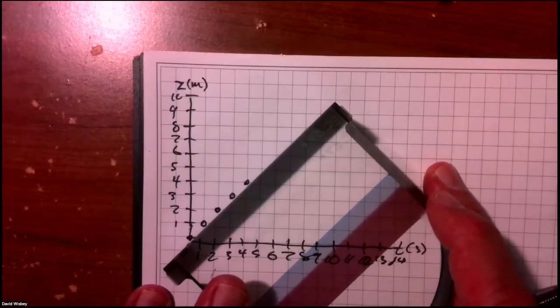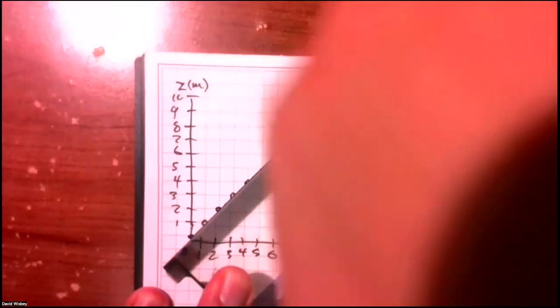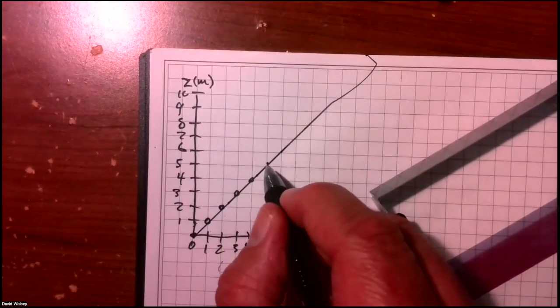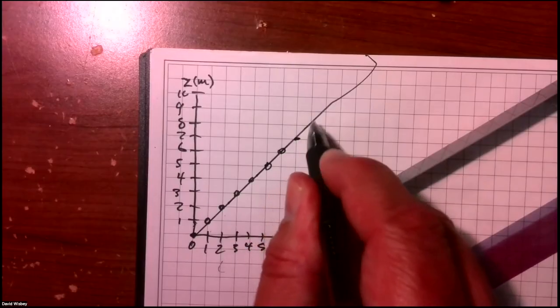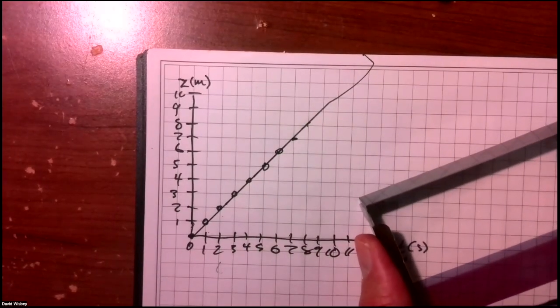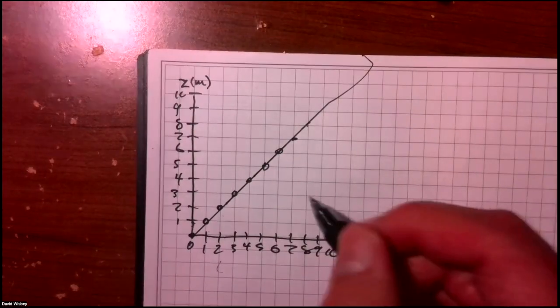I can continue this line here with my prism, okay? And it basically tells us that at every second it will have gone 1 more meter. Okay, and what does the slope of this line tell us?